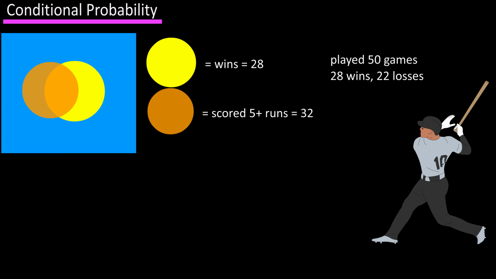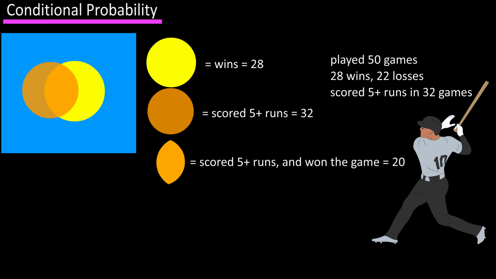And the orange circle represents games they scored 5 or more runs in, and let's say that total is 32. The overlapping area is scored 5 or more runs and won the game, and that total is 20. This means the rest of the area in the yellow circle equals 8, 28 minus 20, and the rest of the orange circle is 12, 32 minus 20.